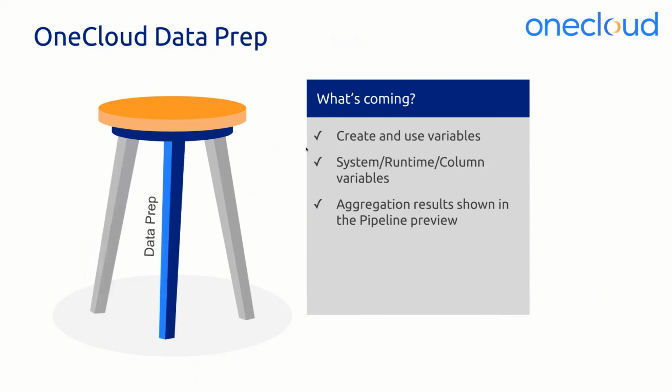Moving on to data prep. As many of you have been using this product, we've heard you and see the need for using variables within data prep. There are 3 types of variables that we're going to be launching in our release with data prep variables. Those are system, which are analogous to the system variables that you see in Integration Studio, things such as the current date time, the pipeline ID, various metadata aspects such as that.